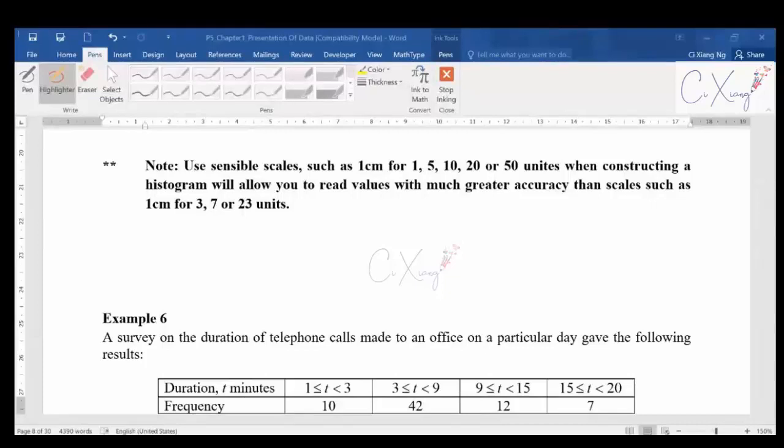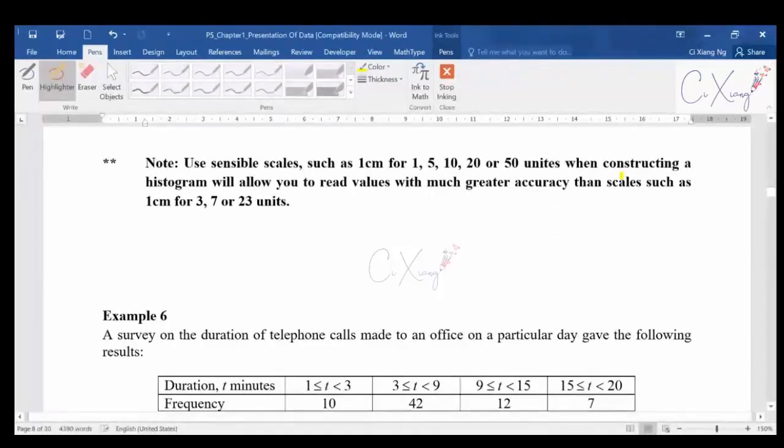Alright, so for this video, we are going to discuss how to actually sketch the histogram correctly, especially for the unequal histogram. Before we start, please take note every time you want to sketch any graph, no matter if it's a histogram or cumulative frequency graph, as long as you want to sketch something on graph paper, generally you have to use sensible scales.